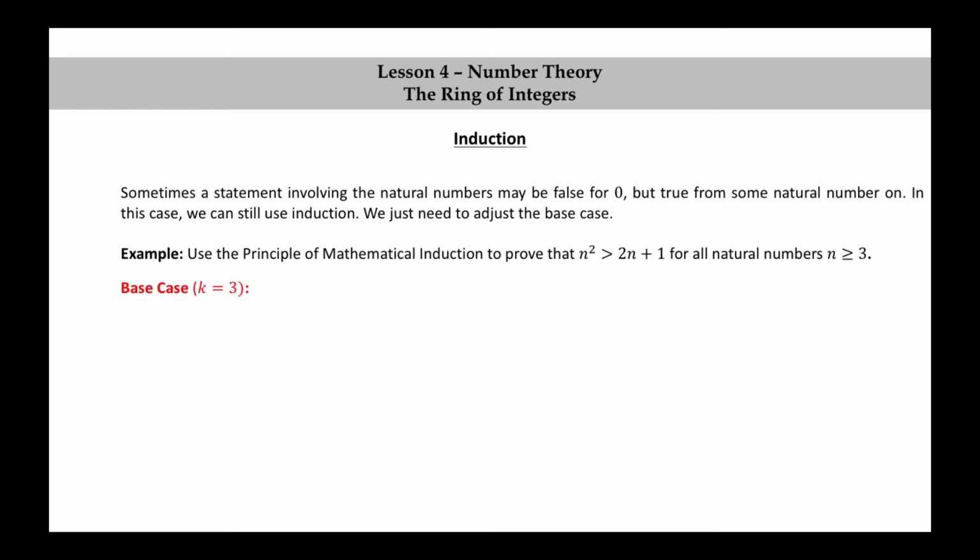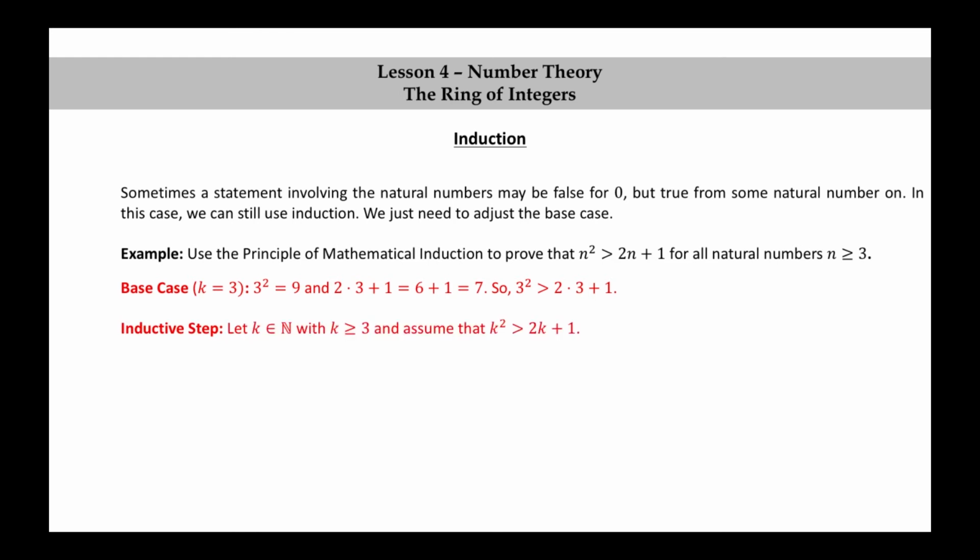Okay, the base case, which in this case would be k equals 3, because that's where we're starting from. We have that 3 squared is equal to 9, and 2 times 3 plus 1 is 6 plus 1, which is 7. So 3 squared is in fact greater than 2 times 3 plus 1. Okay, now the inductive step. Let k be a natural number with k greater than or equal to 3, and assume that k squared is greater than 2k plus 1.